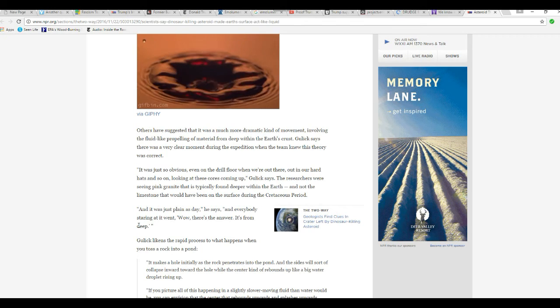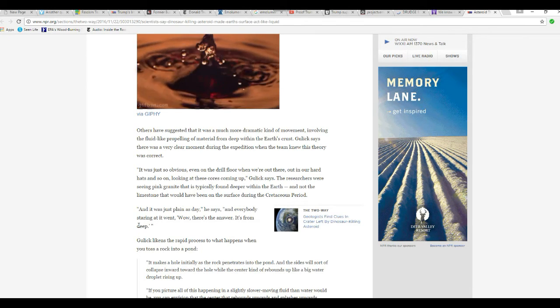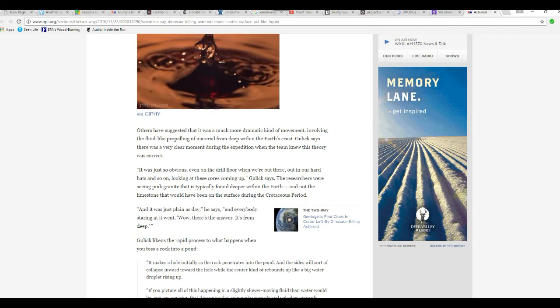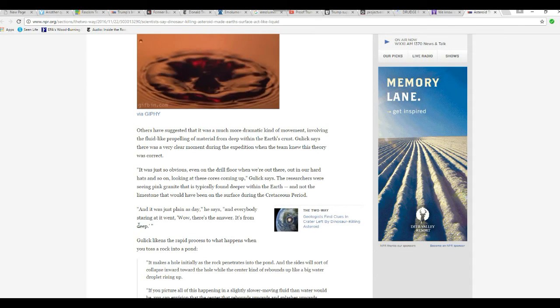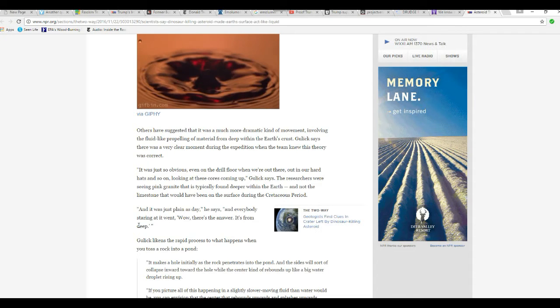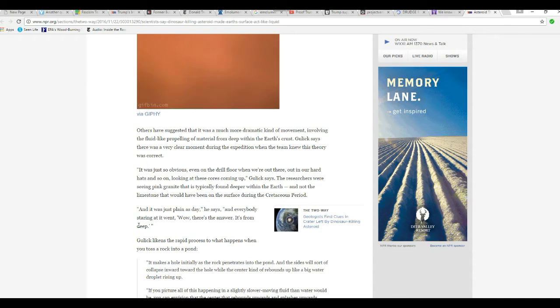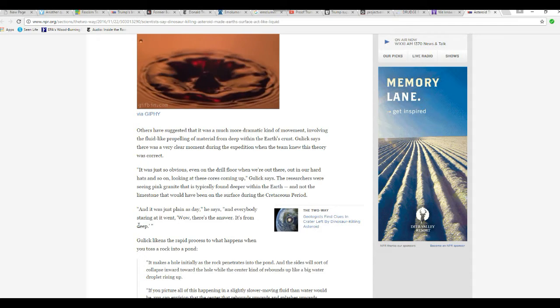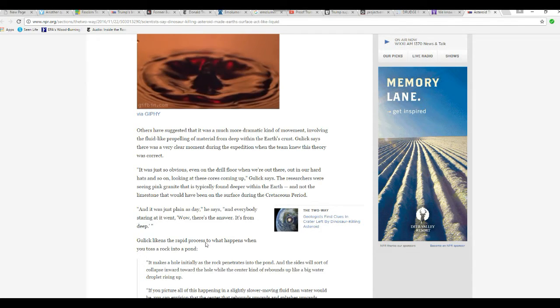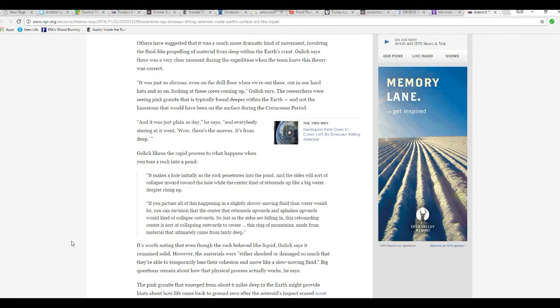It was just so obvious, even on the drill floor, when we were out there, out in our hard hats and so on, looking at the cores coming up. Researchers were seeing pink granite that was typically found deeper within the Earth, and not limestone that would have been on the surface during the Cretaceous period. And it was plain as day, he says, everyone stared at it and went, wow, there's your answers from the deep.